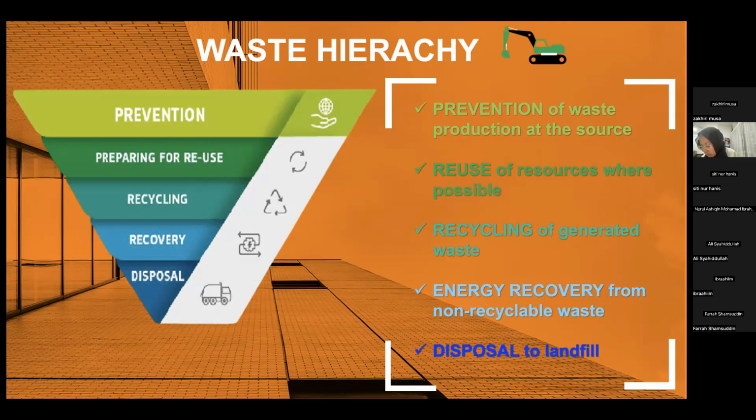And the last one is disposal. This is the last step in the waste hierarchy. The disposal will go to the landfill without any energy recovery.